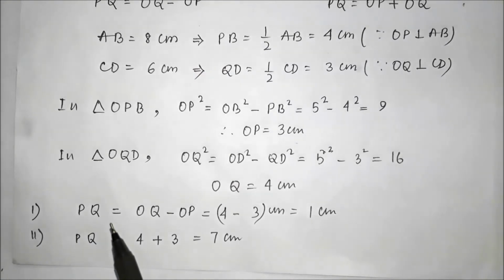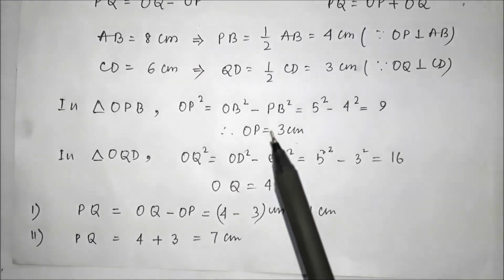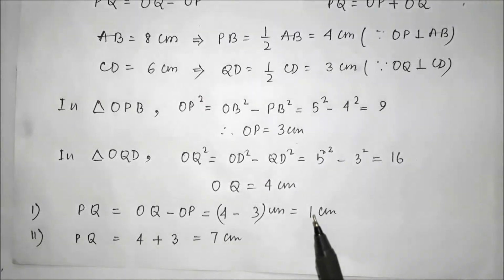Now in the first case, it is a difference. So 4 minus 3 equals 1 centimeter. So in the first case, the distance between the chords is 1 centimeter. In the other diagram, it is the sum of those two distances. So PQ equals 4 plus 3 equals 7 centimeter.